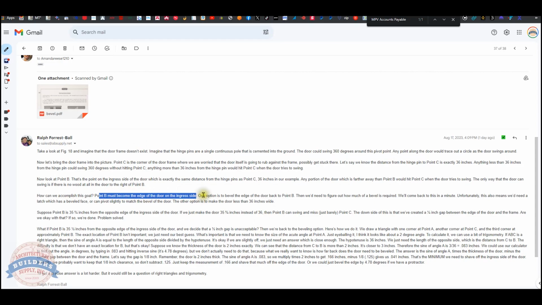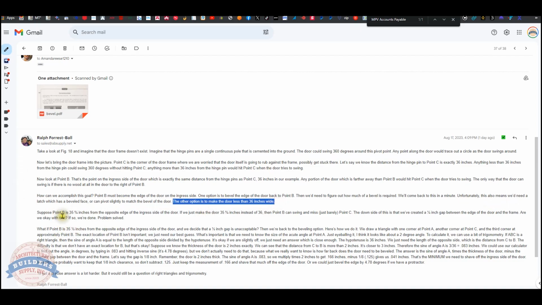Point B must become the edge of the door on the ingress side. One option is to bevel the edge of the door back to point B. Then we'd need to figure out how much of a bevel is required. We'll come back to this in a minute. Unfortunately, this also means we'd need a latch that has a beveled face. Well, that's typical for hardware. Or can pivot slightly to match the bevel of the door. They do. The other option is to make the door less than 36.